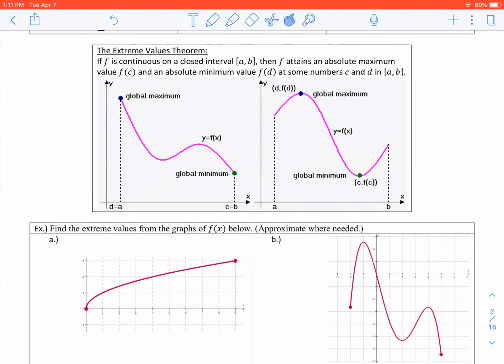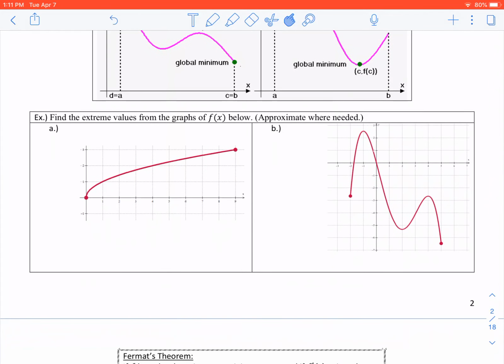Next thing that we have is the extreme value theorem. I'm going to go ahead and give that a star. It's a theorem and it has a name, always important. It says if f is continuous on a closed interval from a to b, then f obtains an absolute maximum value and an absolute minimum value for some number c in that interval from a to b. So they could occur at the ends, and again remember global is the same as absolute, or it could occur somewhere inside that graph between a and b.